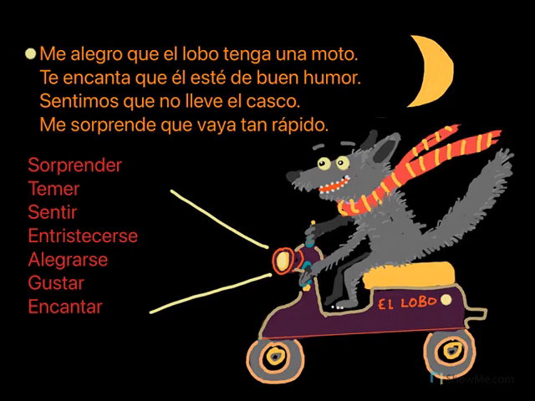All right, so let's see examples. Me alegro que el lobo tenga una moto. You see, the lobo is the wolf. Moto is short for motocicleta, that's why it is feminine. Me alegro, I'm happy, and that is the trigger. Then you have que, which is your that. El lobo, the wolf, tenga una moto. So I'm happy that the wolf has a motorcycle. In English, it's not the subjunctive, but in Spanish, it has to be. Why? Because you use this trigger, me alegro.